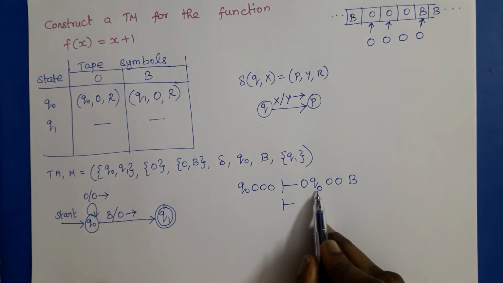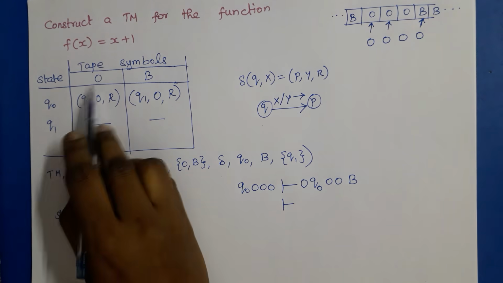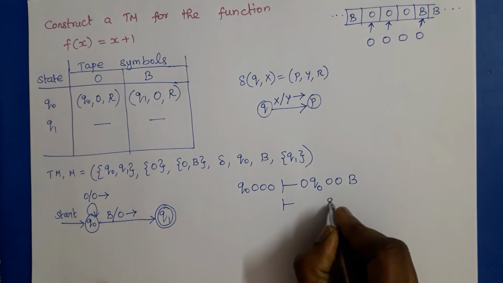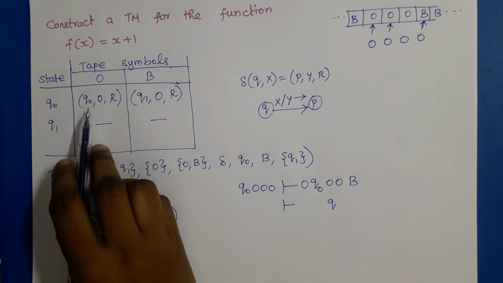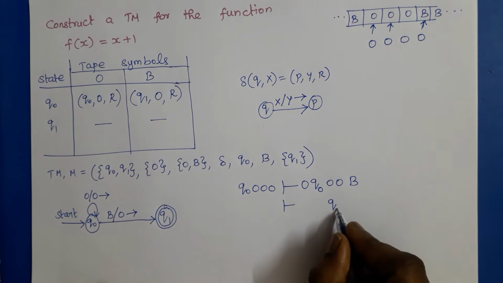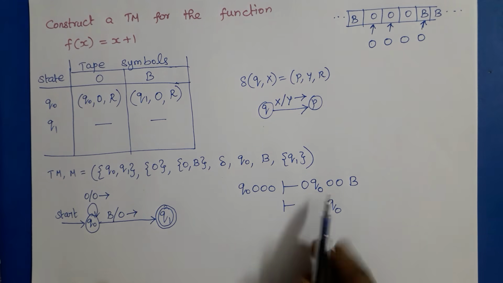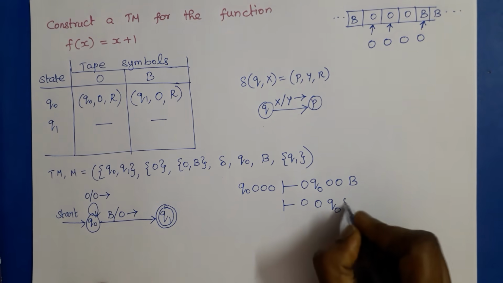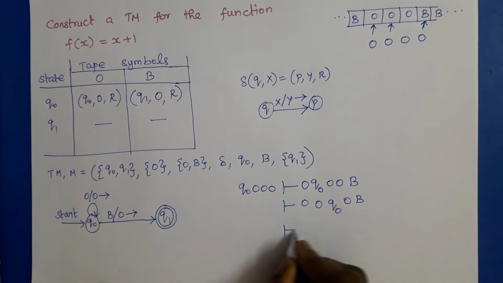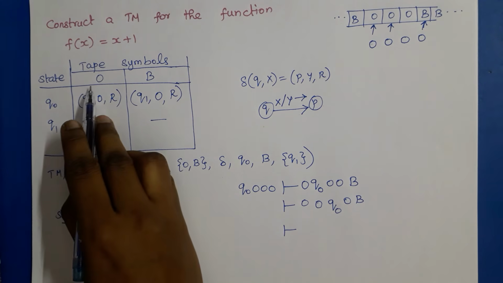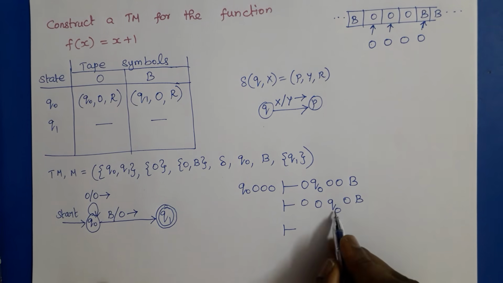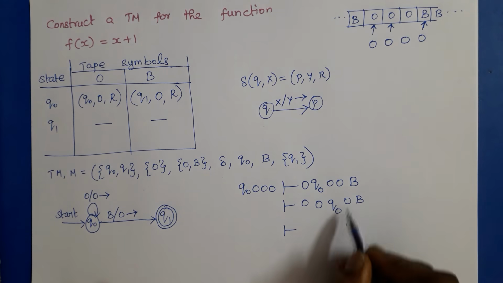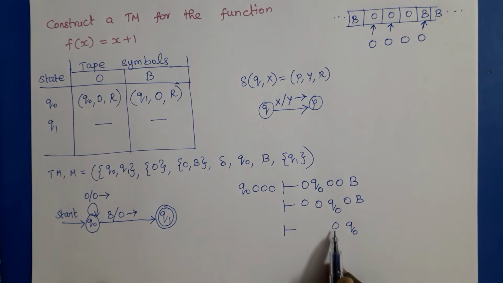Next, Q0 and 0. Again the same transition. Move is right move, so we have to write the state here. No change in state, Q0, and no change in tape symbol, so this 0 should be written as it is. Write the remaining symbols. Then Q0 and 0, again the same transition. Move is right move, state Q0, this 0 is replaced by 0.